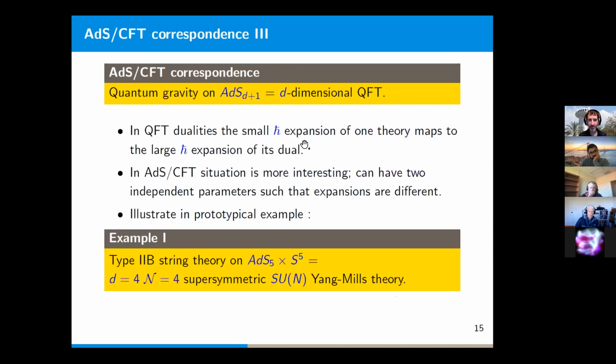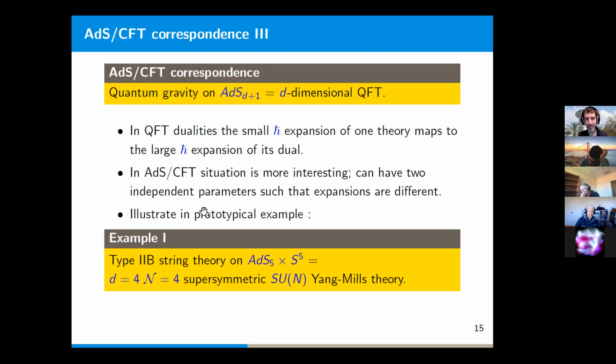However, there is an important difference between the AdS/CFT correspondence and field theory dualities. In field theory dualities, usually the expansion in small h bar, so the semi-classical expansion of one theory in a duality pair, maps to the large h bar expansion in its dual description. So we have a mapping between the weak coupling regime of one theory and the strong coupling regime of the other theory. However, in the AdS/CFT correspondence, the situation is more interesting. In particular, we could have two independent parameters such that these two expansions, the weak coupling expansion of one theory and the strong coupling expansion of the other theory, are actually not the same.